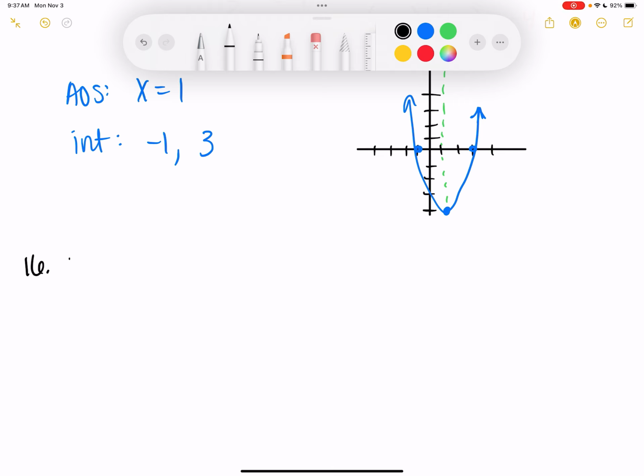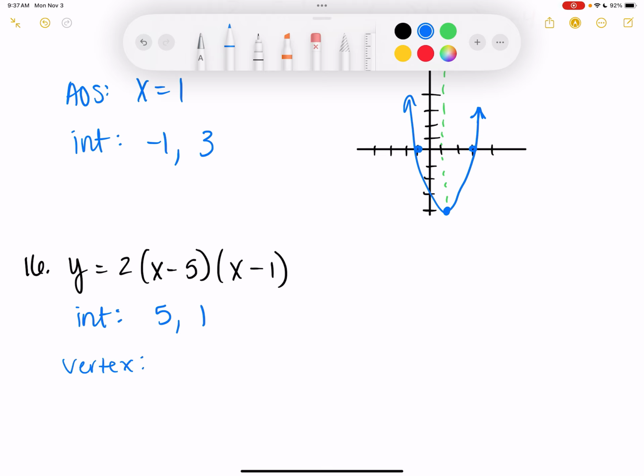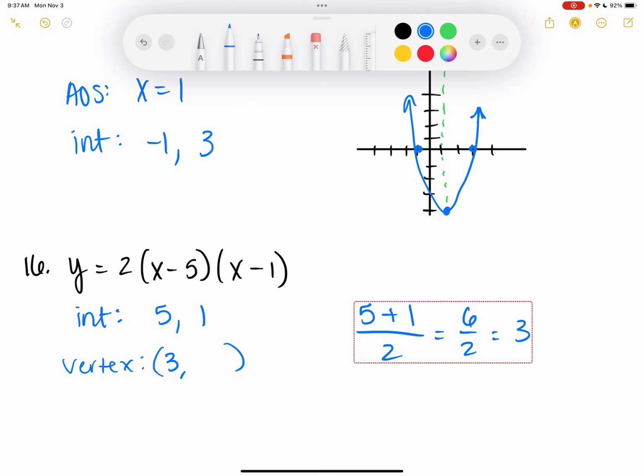16. Y equals 2 times x minus 5 times x minus 1. I'm going to do the intercepts first this time. What are my intercepts? 5 and 1. Yep, 5 and 1. And then for my vertex, I'm going to set this up. I've got 5 plus 1 over 2. So 6 over 2, just 3. And then you plug in the 3s.